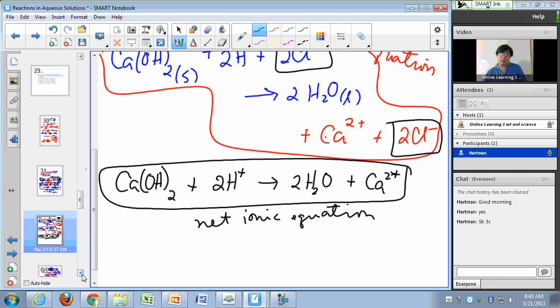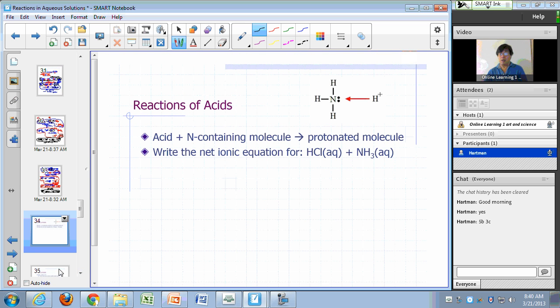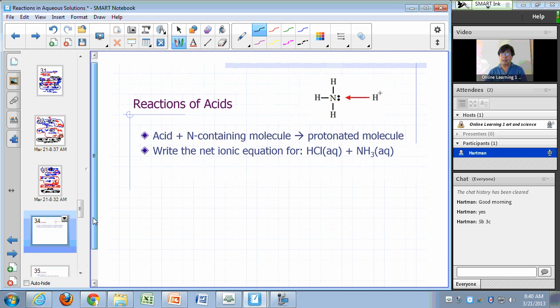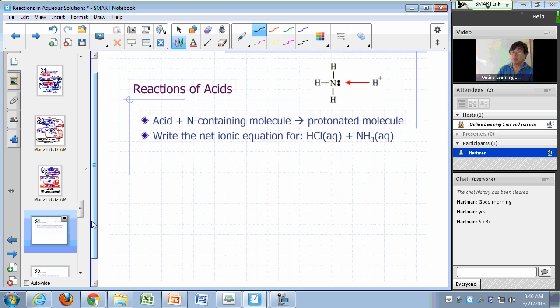Those are the typical reactions of acids in water. Okay? And like I said, in addition to reacting with negative ions, an acid typically will react with molecules that have an atom with a lone pair. Typically, the common ones you encounter have a nitrogen in them, like ammonia. Okay, it's got a lone pair on the nitrogen that will be attracted to the proton. So you get what's called a protonated molecule. This is in fact how you form ammonium ions.